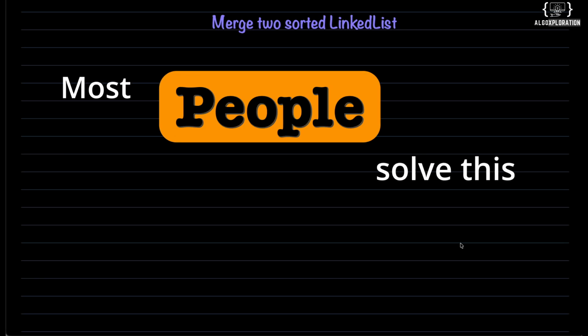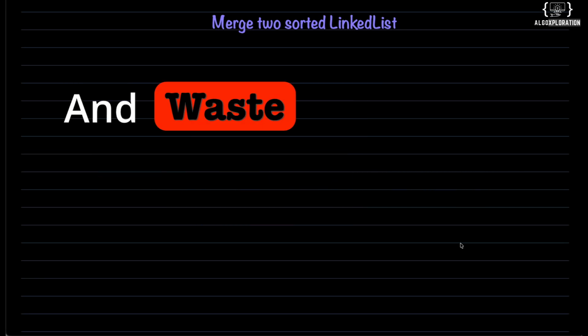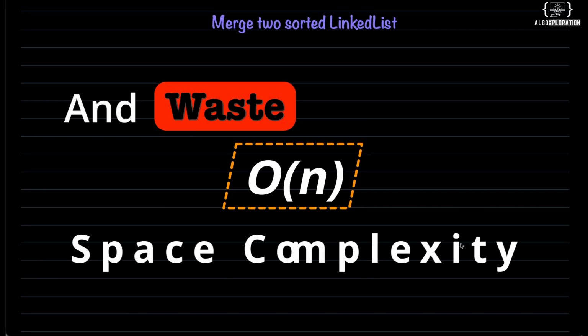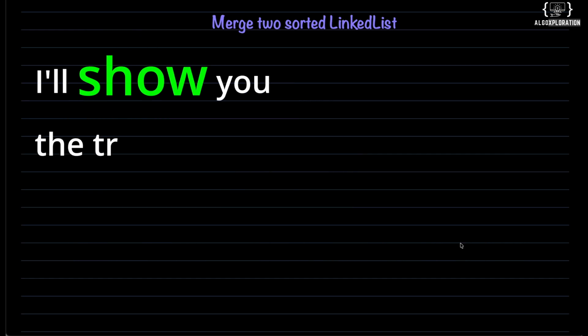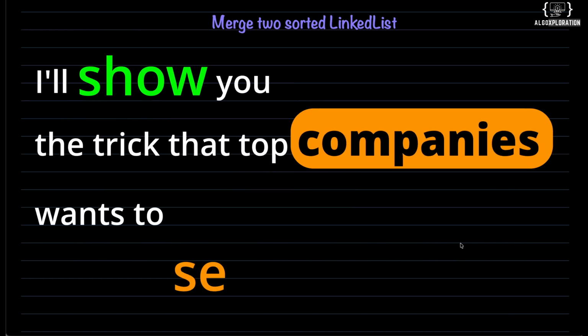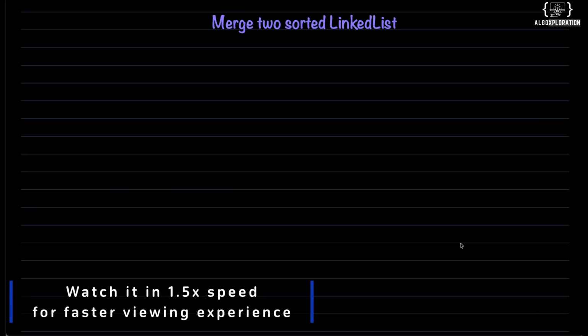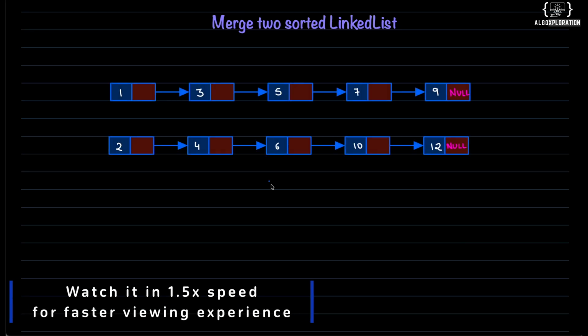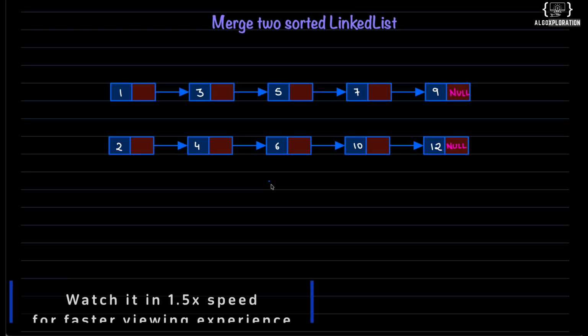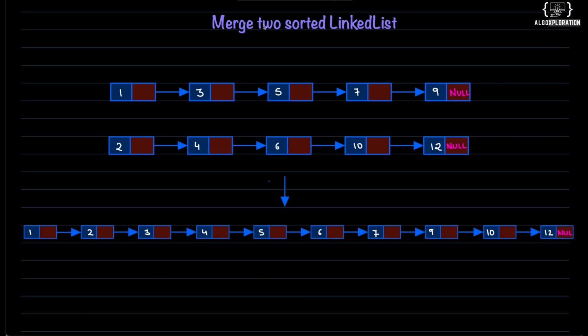Most people solve this problem in a wrong way and waste O(n) space complexity. I'll show you the trick that top companies actually want to see. Here's the challenge. You are given two sorted linked lists and your job is to merge them into one sorted linked list like this. Sounds simple, right? But here's the catch that most people miss.